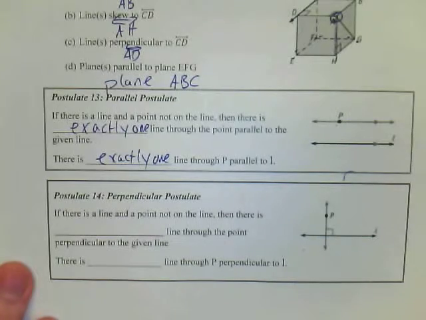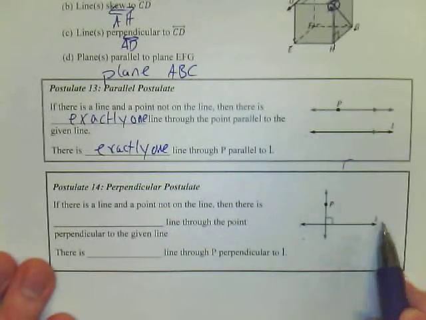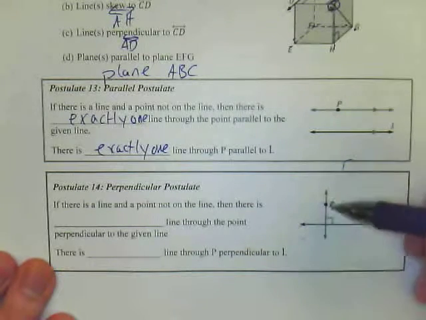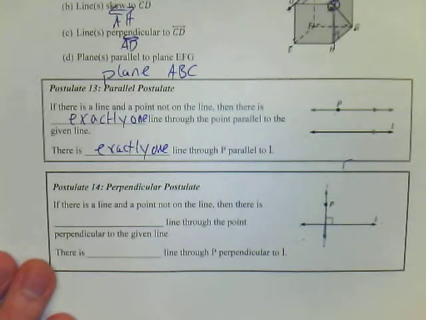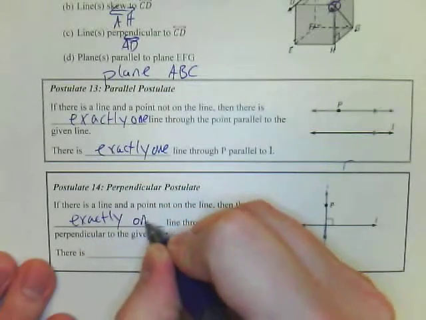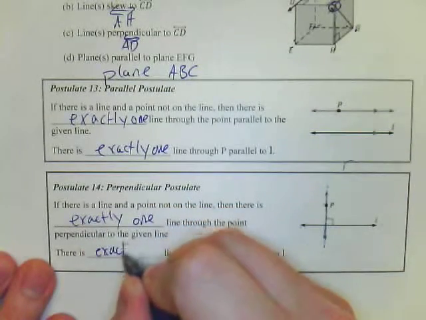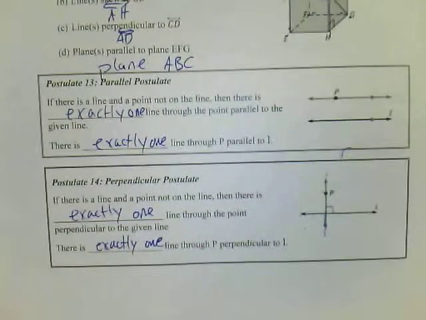The perpendicular postulate is basically the exact same thing, but with perpendicular lines. So if we have a line and a point not on that line, there is one and only one, or exactly one, line perpendicular to that line that goes through that point. So that is the parallel postulate and the perpendicular postulate.